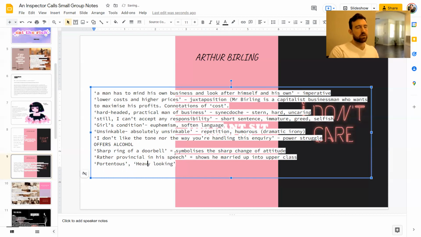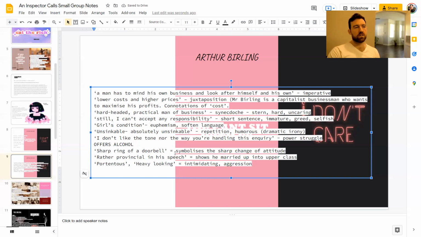Last week, we were talking about how the inspector need not be a big man, but he conveys solidity and purposefulness. Well, Mr. Birling, he is an intimidating looking man. And you get the sense that one of the ways that he's risen to the top of capitalism is his intimidation, his aggression. And that, again, is not a positive thing.